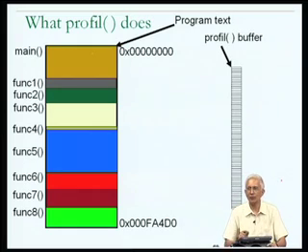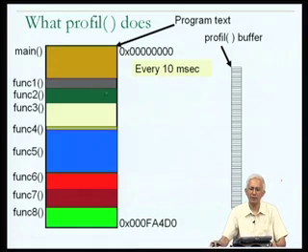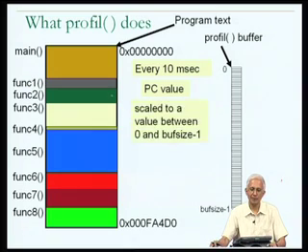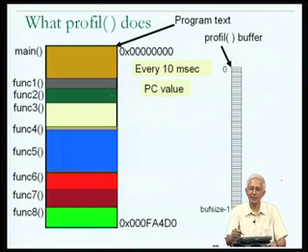Okay, now at the other side, profile is using, as I mentioned, a buffer, that is an array of counters, and there are going to be some number of counters in that buffer. The number of counters in the buffer need not be the same as the number of functions in the program. It need not be the same as the number of instructions in the program. It just has some number of counters within the buffer. Now, once every 10 milliseconds, remember, the program counter is sampled.